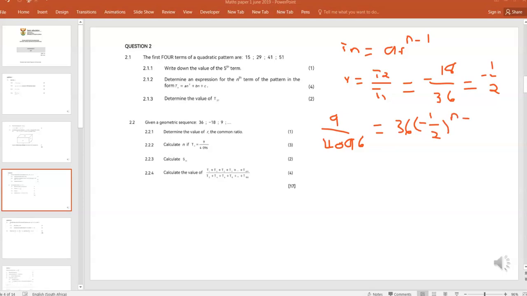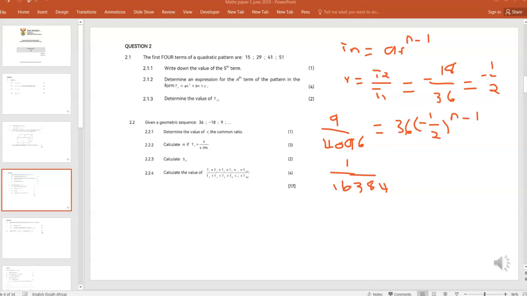But remember, the aim is to find your n. So you need to go into different types of expressions. The first thing, we can divide both sides by 36. The 36 can go here. So divide this 9 over 4,096 by 36. Let's divide 9 over 4,096 divided by 36. Ew, that's a huge decimal number. It gives me 1 over 16384. Wow, that's a huge number.